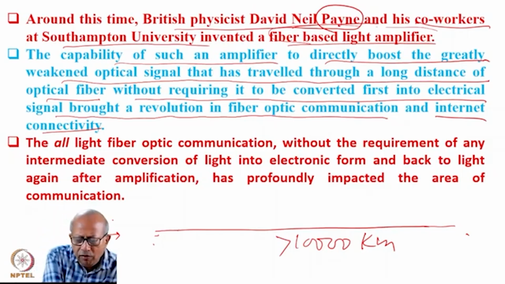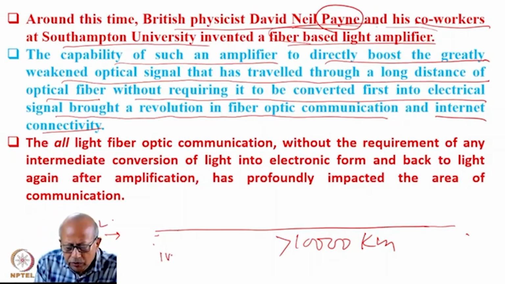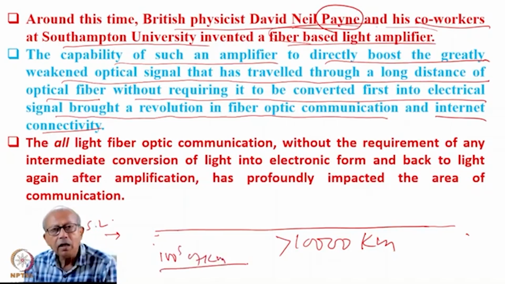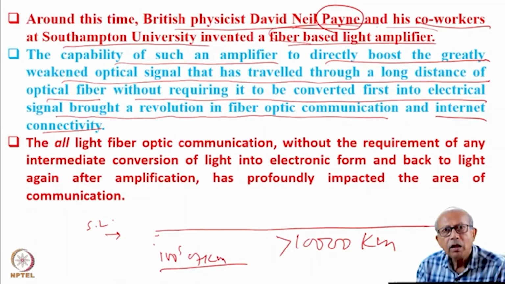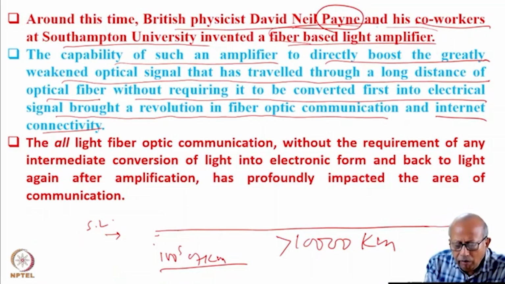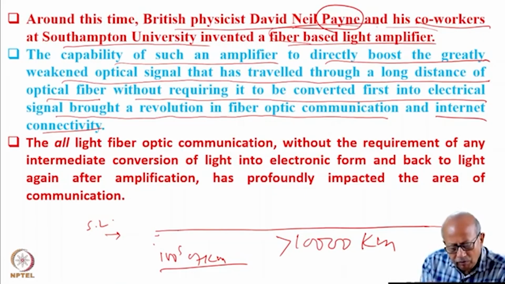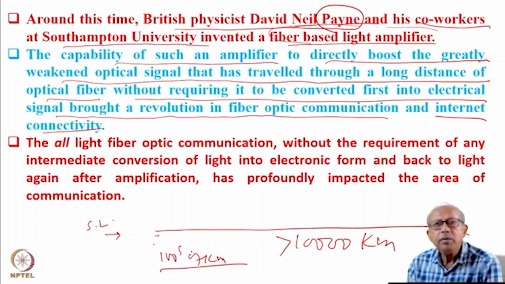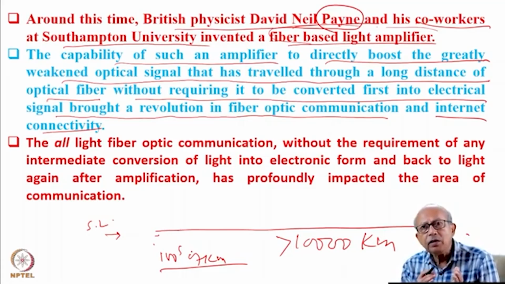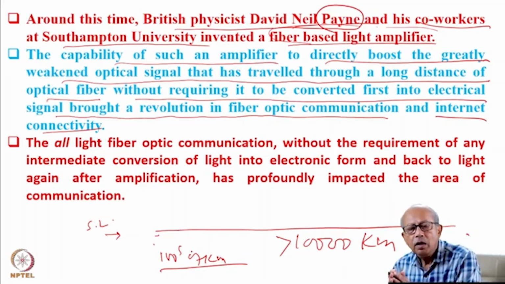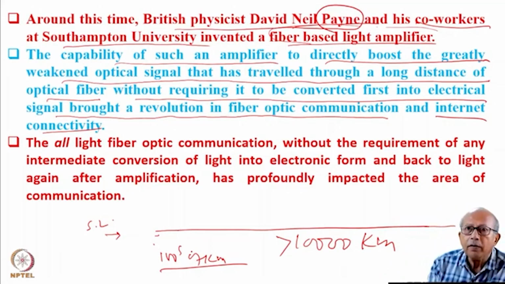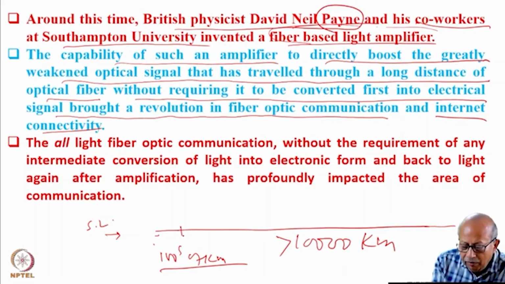Therefore, as it travels through hundreds of kilometers, the signal actually weakens. And then after traversing a length of a few hundred kilometers, it becomes too weak to carry the information any further. Therefore, the signal needs to be boosted. Say at every 100 or so kilometers, the signal is boosted. So this is the booster.